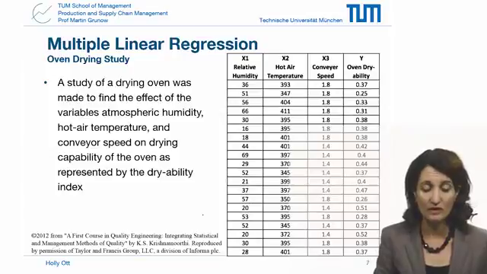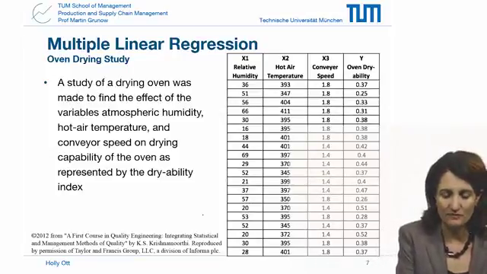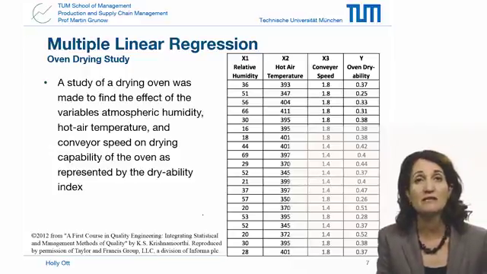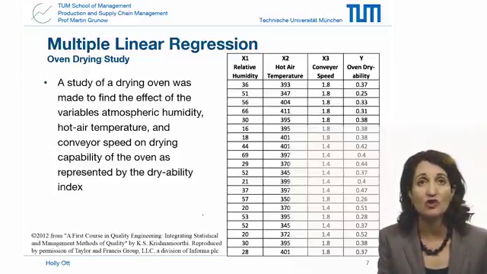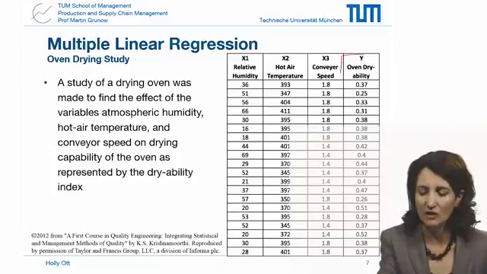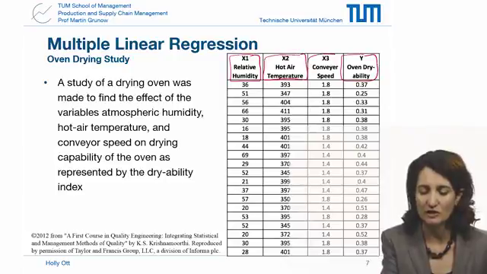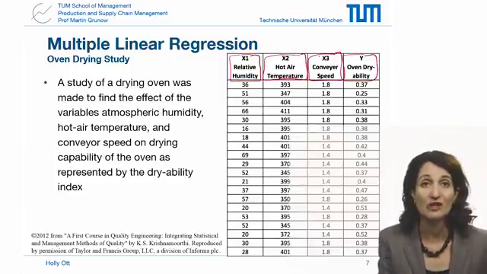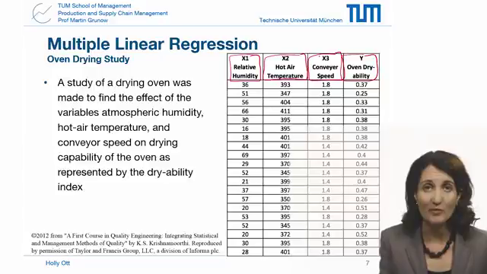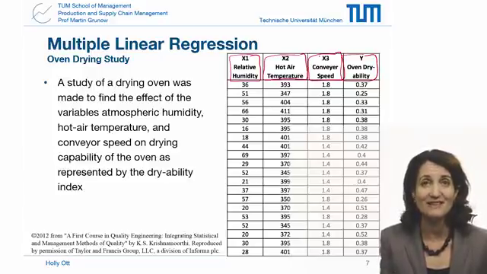So we're back to our oven drying study. Again, we're looking at different variables to see how these affect the dryability of our oven. So here's our y variable. In this case, x1 is relative humidity, x2 is hot air temperature, and x3 is conveyor speed. Now, probably without even doing a big experiment, you already have an idea which of these would affect the dryability and how.